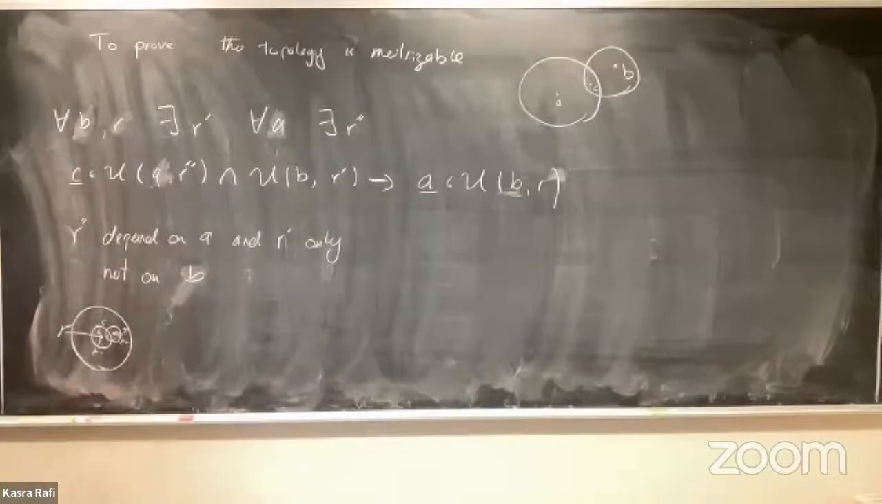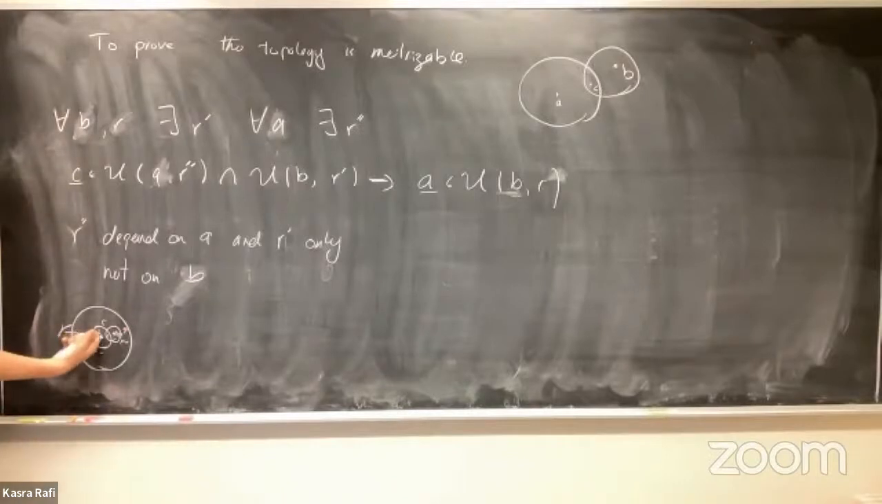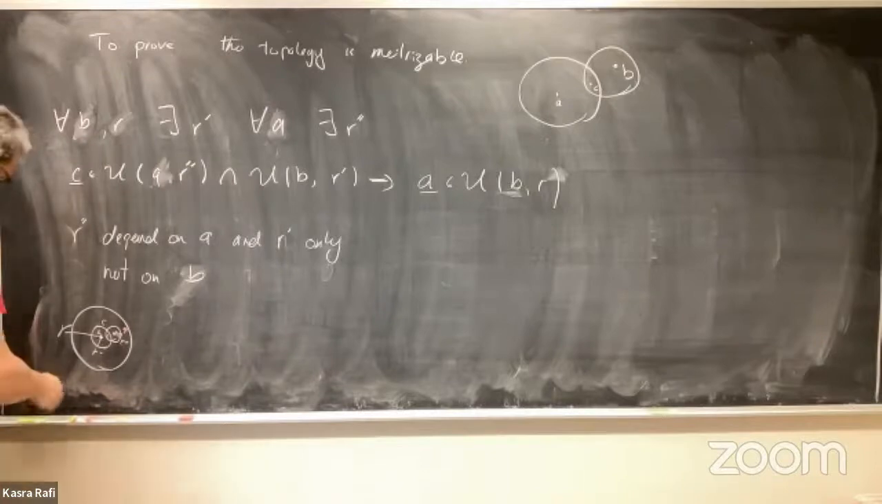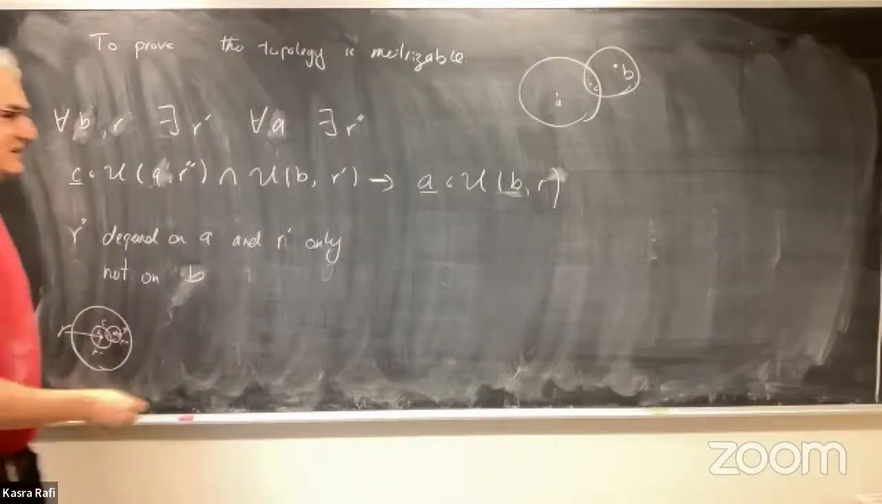Okay. Any question about this? So yeah, it boils down to this kind of sentence, which is kind of basic triangle inequality. If somebody is close to A and close to B, then A and B are close in some uniform way. Right? Okay. So that's all you need.